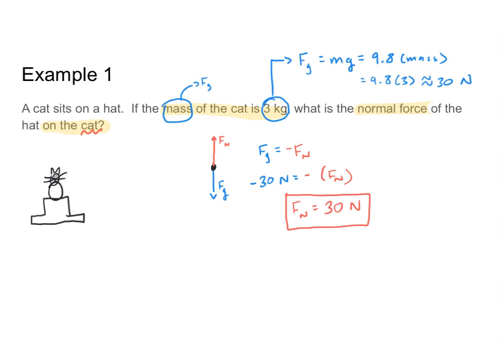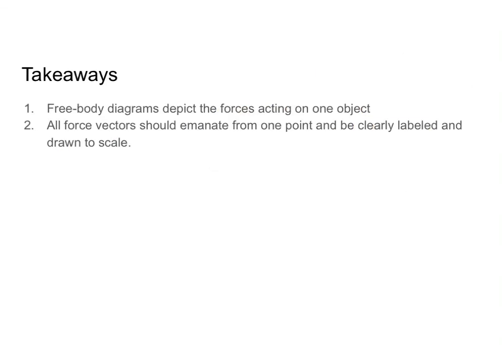So there you go, guys. I started out and I drew a free body diagram using my picture of my cat. I calculated the gravitational force on my cat, and I used that to figure out the normal force on the cat by saying that the gravitational force is equal to the normal force, which I understand from my free body diagram. Okay, guys, so let's go ahead and talk takeaways.